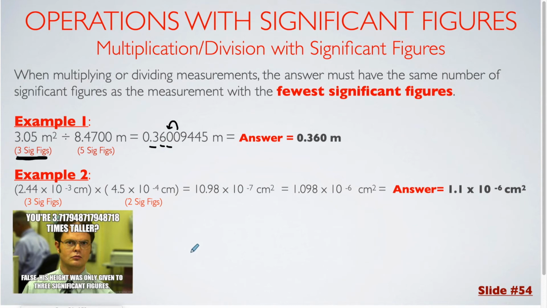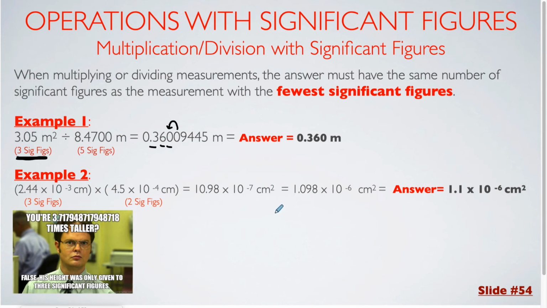All right, for the second example, we have 2.44 times 4.5, which is 10.98. Our exponents are going to add together because we're multiplying. So a -3 plus a -4 is a -7. I have to slide my decimal one spot to the left to make it proper notation. I end up with 1.098 times 10 to the -6th power centimeters squared, because it's centimeters times centimeters.